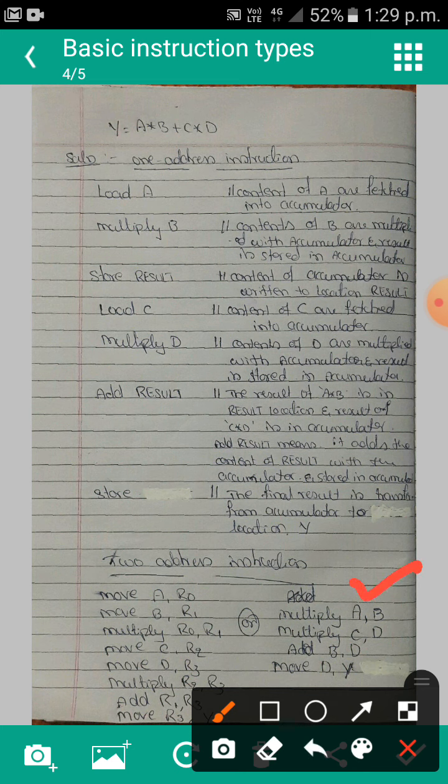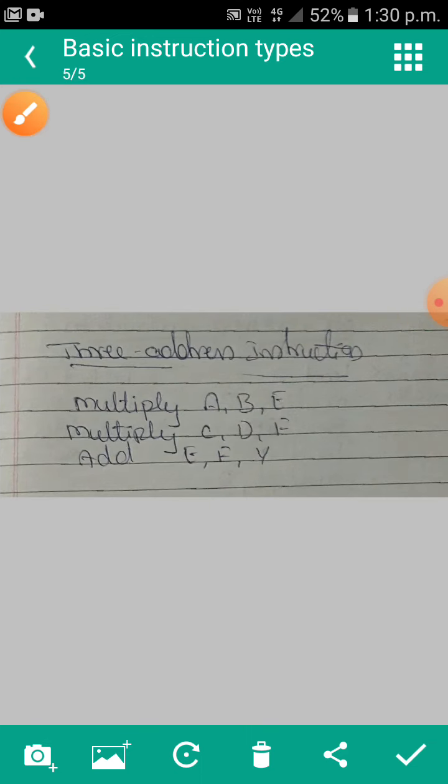So multiply A and B, and multiply C and D. Then after multiplying A into B, the result is stored in B, and here the result is stored in D. Then add B and D. After adding B and D, the result is stored. Then move that final result to Y. This is two address instruction.